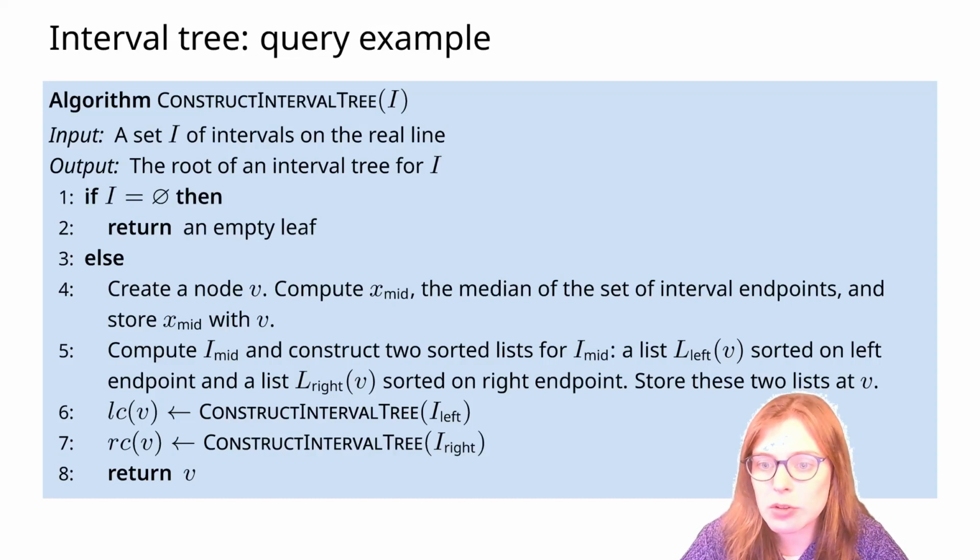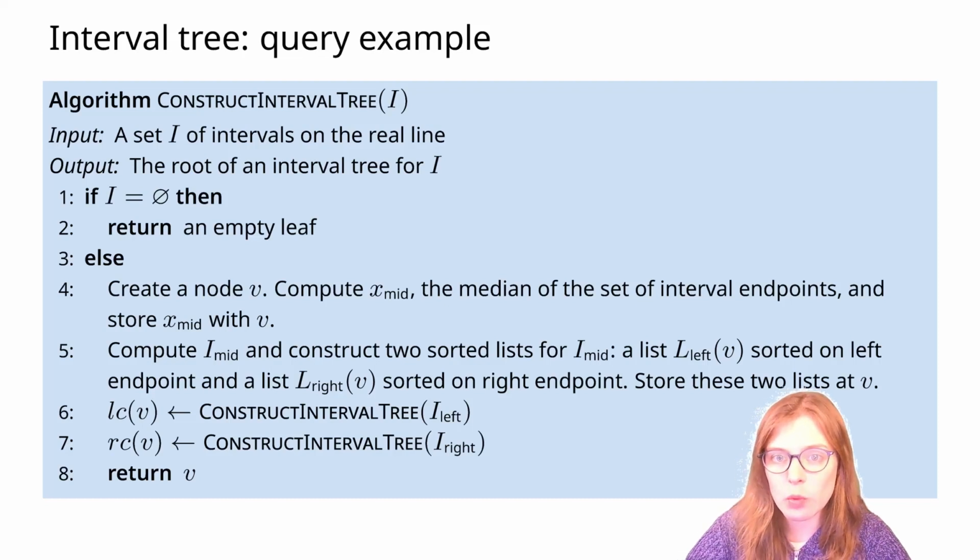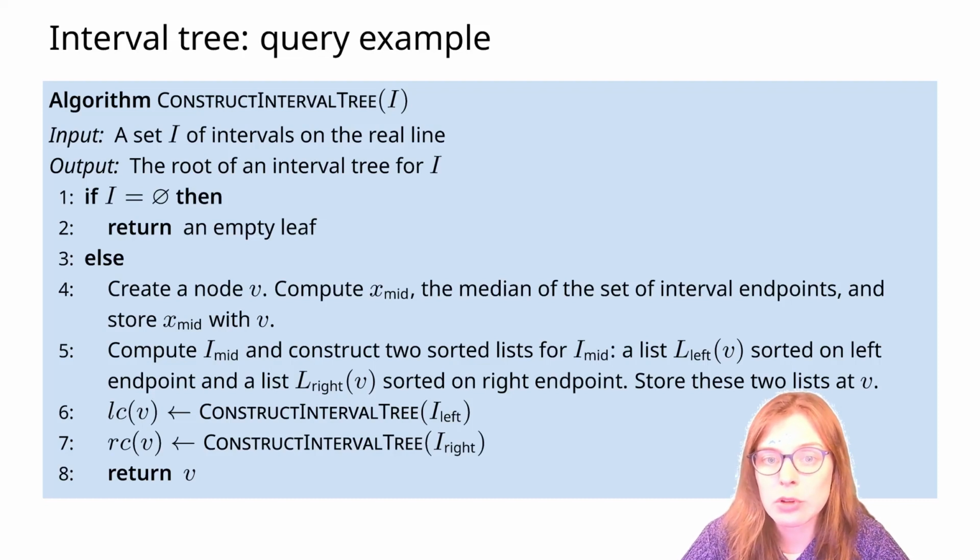For completeness, let's also consider the pseudocode for the construction algorithm of the interval tree. We start with the set I of all the intervals, and we return the root of an interval tree built on the set I. If the set I is empty, then we create the empty leaf, the null leaf, and return it. On the other hand, if I is non-empty, we do the following. We create the corresponding node v, we compute the median value x mid of all the 2n endpoints of the intervals in the set I.